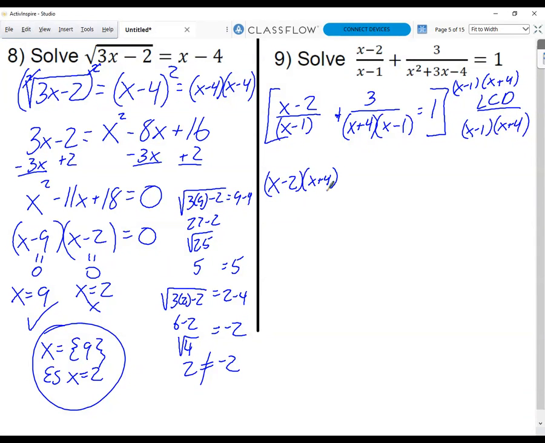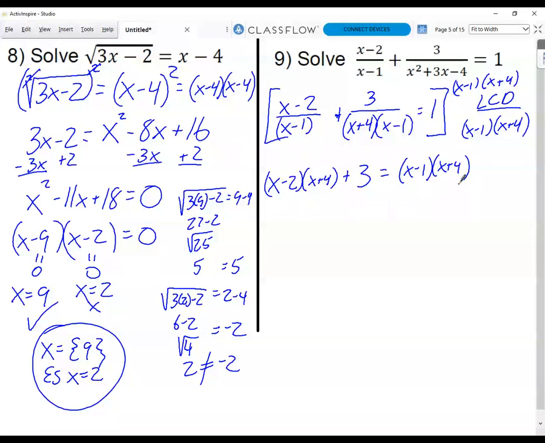Our second term, the 3, has an x minus 4 and an x minus 1 in the denominator. They're both going to cancel out with the denominator, so we're going to be left with 3. And this is the big point where people missed on the last quiz: you have to distribute it to the 1 as well. So this is going to equal x minus 1 times x plus 4.